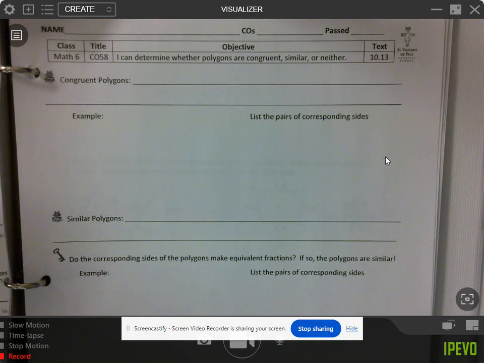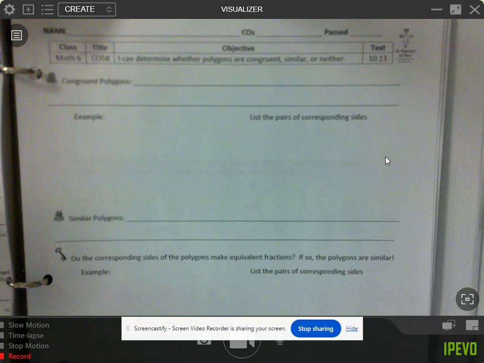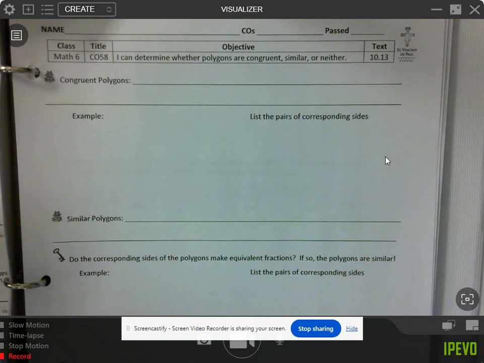Morning. Today we are working on CO58, continuing to work with those polygons. Today we are doing: I can determine whether polygons are congruent, similar, or neither. What does it mean if they are congruent? Think about congruent angles, congruent sides. What did that mean to be congruent?